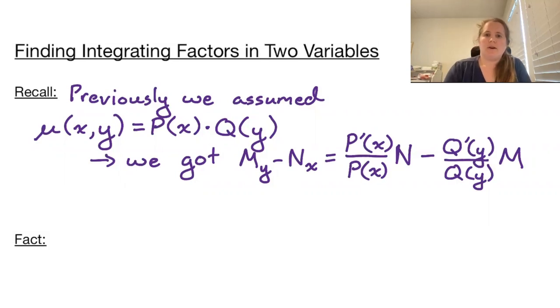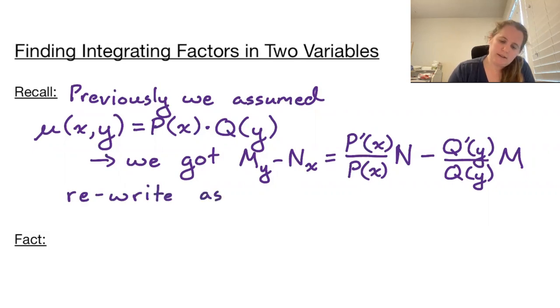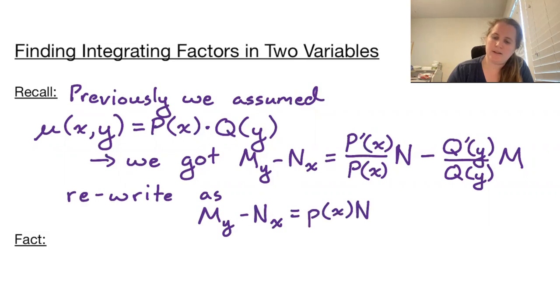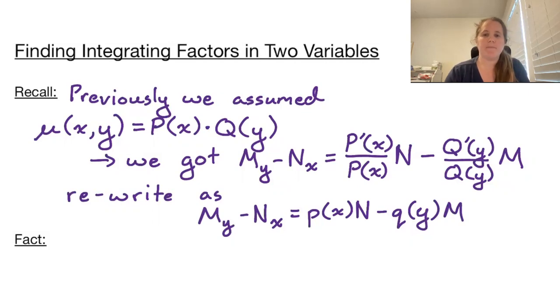And so let's just go ahead and rewrite that. My minus Nx is equal to a lowercase p of x times N minus a lowercase q of y times M. Then lowercase p of x is P prime of x over P of x. Lowercase q of y is Q prime of y over Q of y. We can get our capital P of x and capital Q of y, therefore, by integrating.